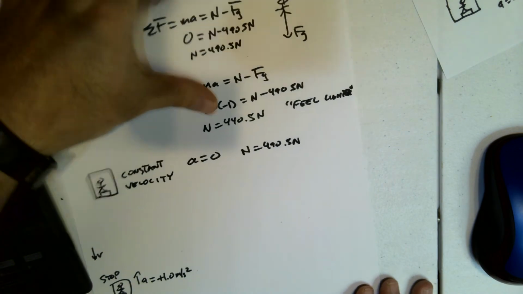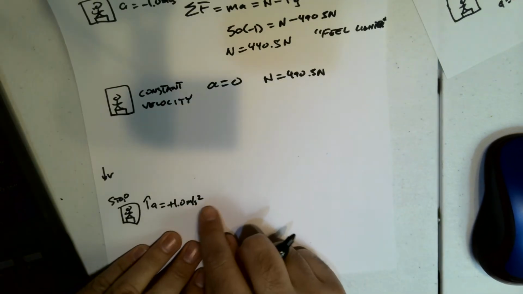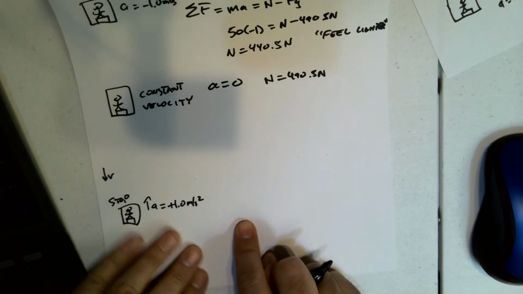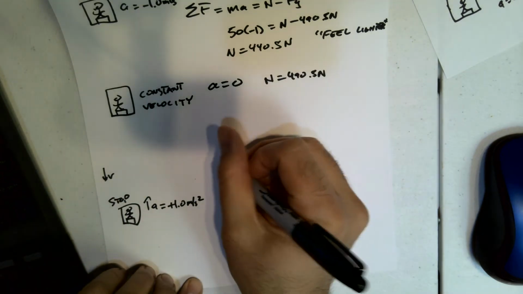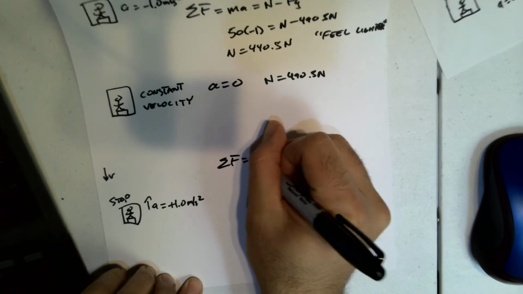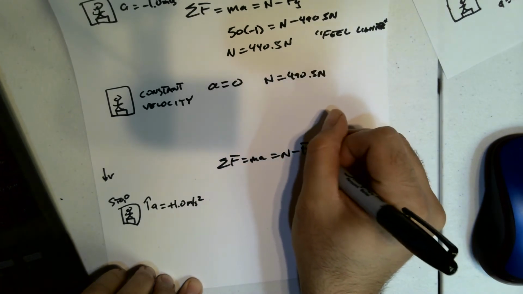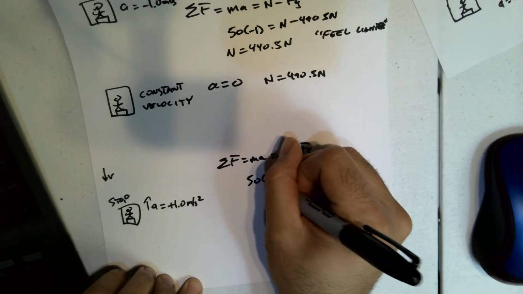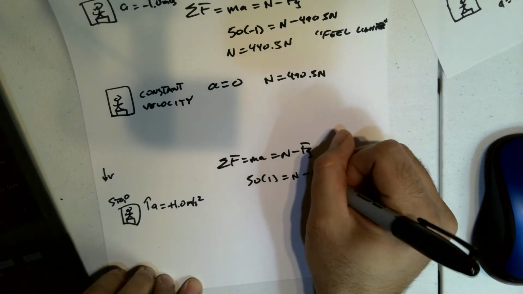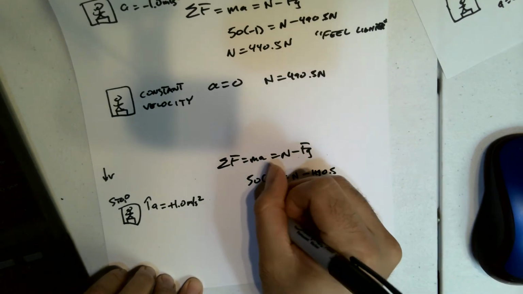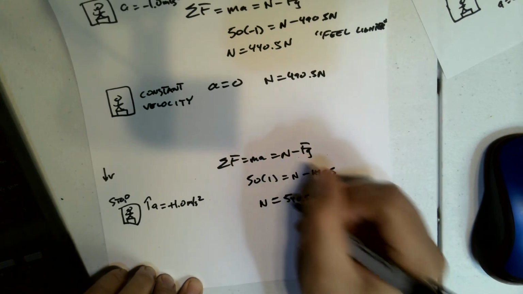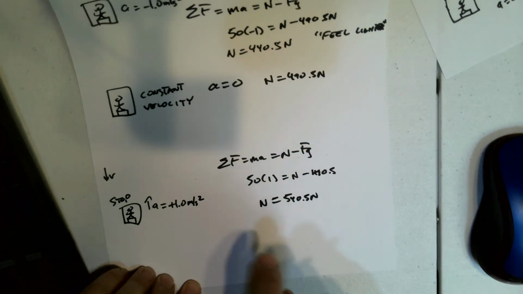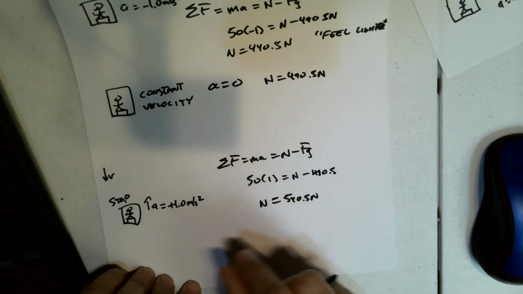But let's look at this one, because this is one where people tend to get confused. We're moving downwards here, but our acceleration's upwards. This is going to cause us to slow to a stop. So we have sigma F equals ma, N is up, Fg is down. A is now positive 1, and when you solve for N here, you get 540.5 newtons. So essentially, we feel heavier during this particular event here.